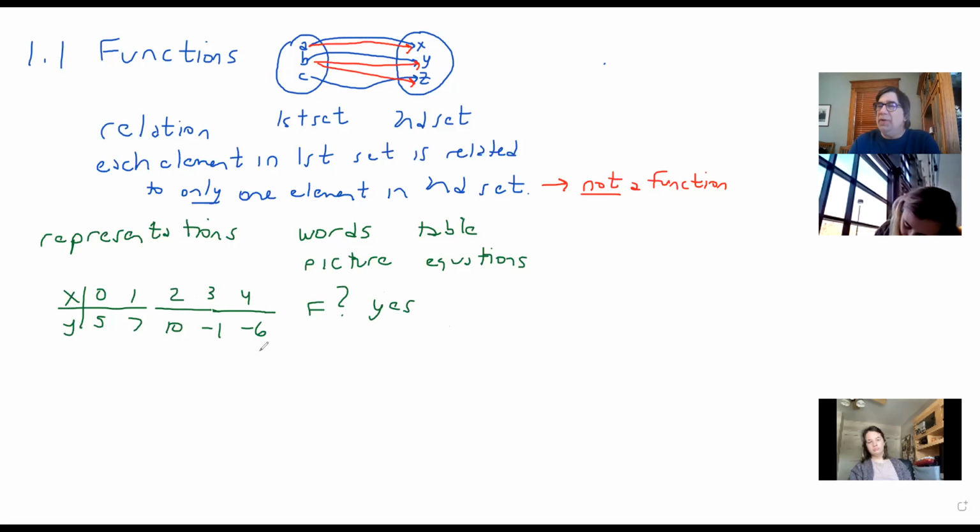Now, does there need to be a formula here? No. As long as you have a table of values that says what happens to 4, what happens to 3, what happens to 0, identifying what happens to your inputs, that's all you need. A lot of students think it's got to be an equation here. Why don't we see a formula that works? It still satisfies the definition.